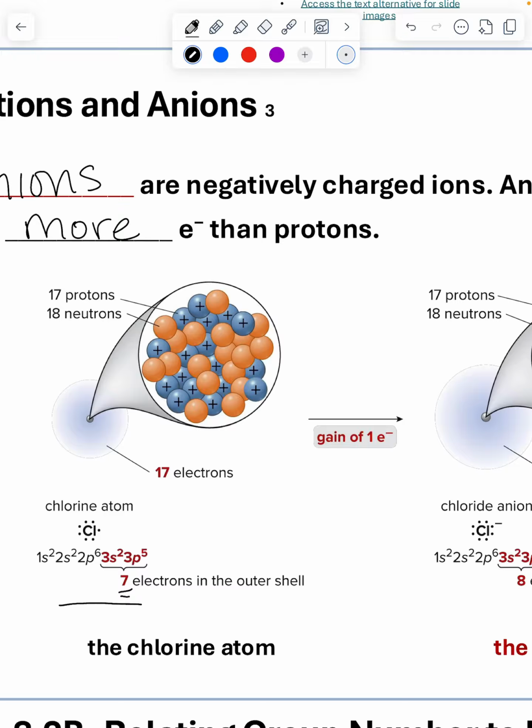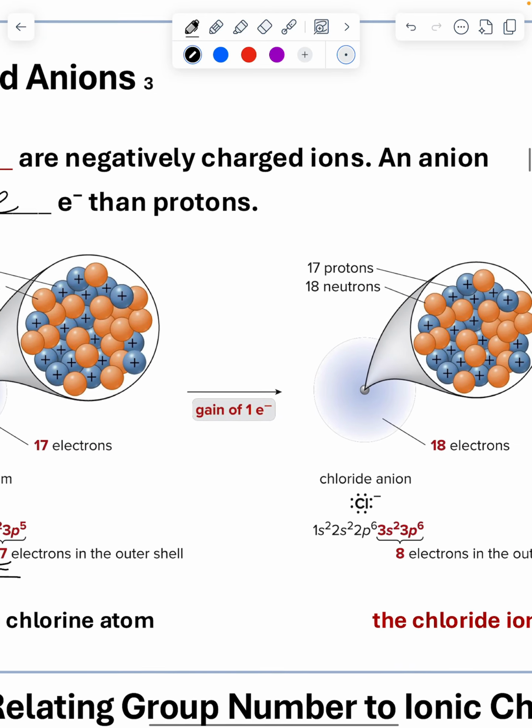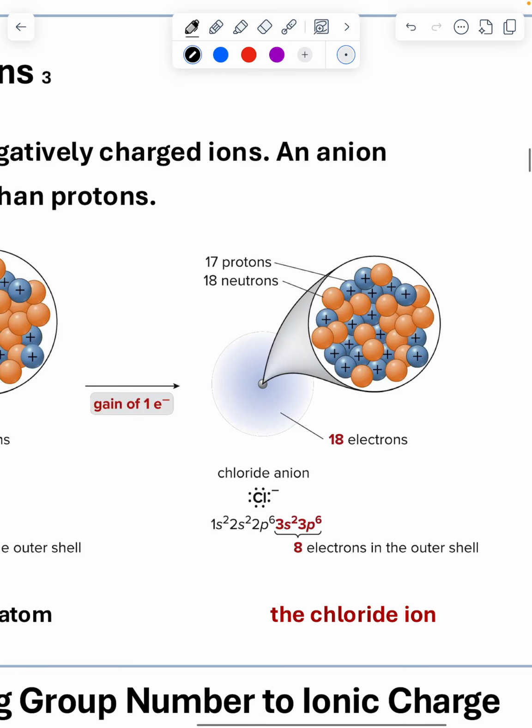But what if chlorine were able to gain 1 electron? Now you have 17 protons and 18 electrons, and notice it now has a full outer shell. So that was the whole purpose of forming an ion. Chlorine gained 1 extra electron so that it could fill its outer shell.